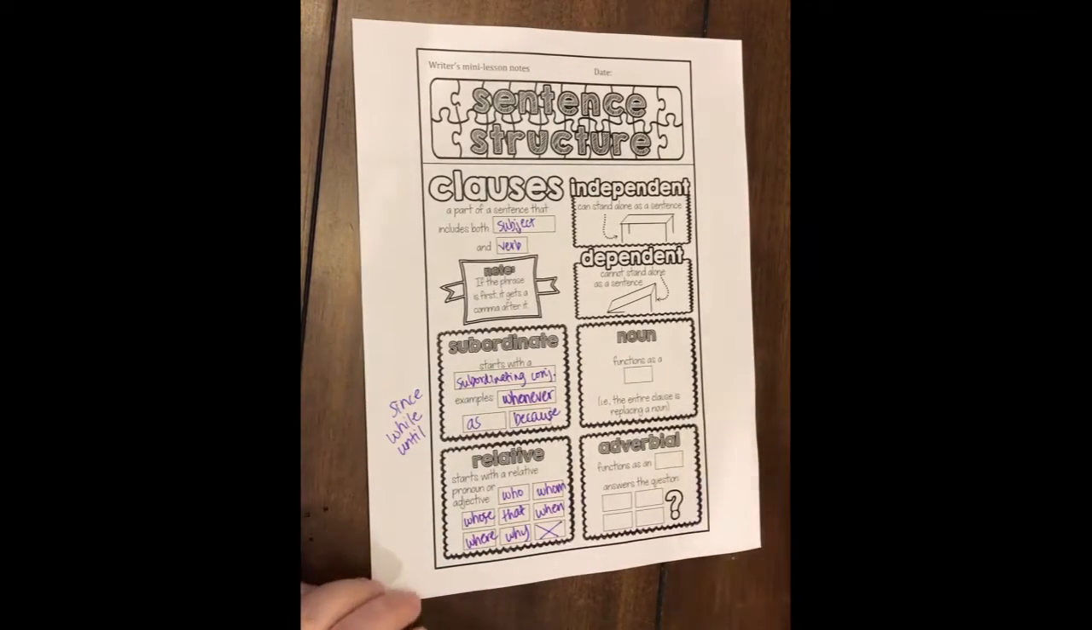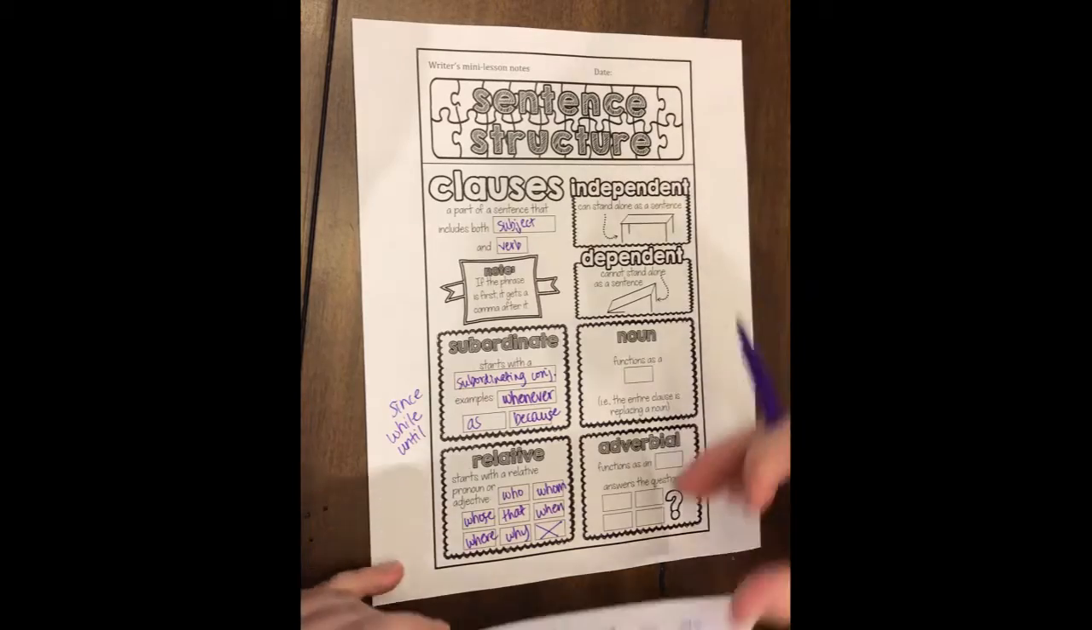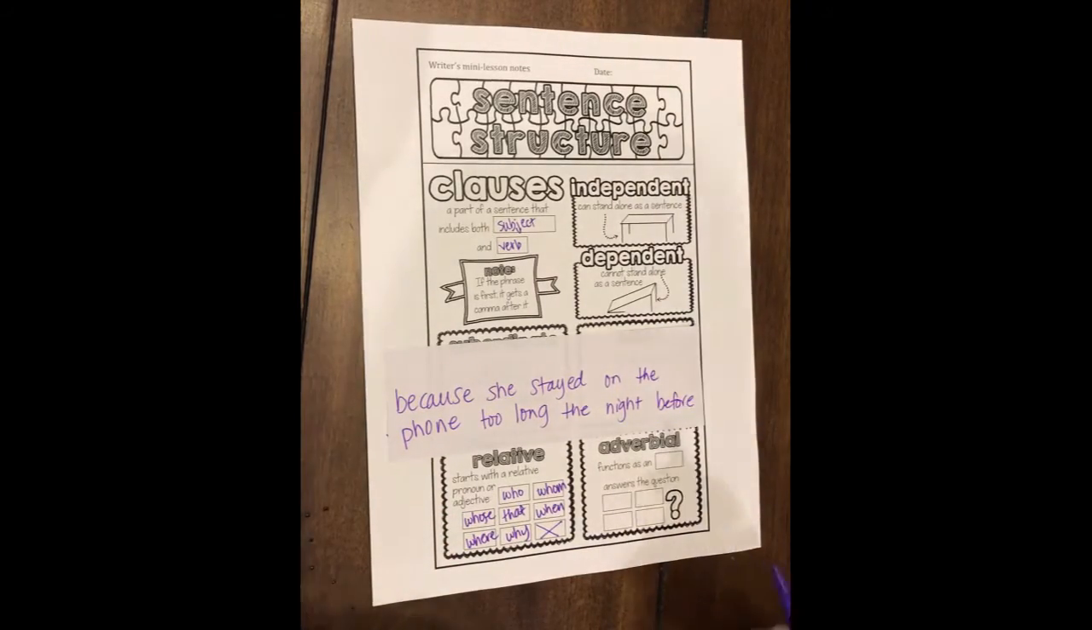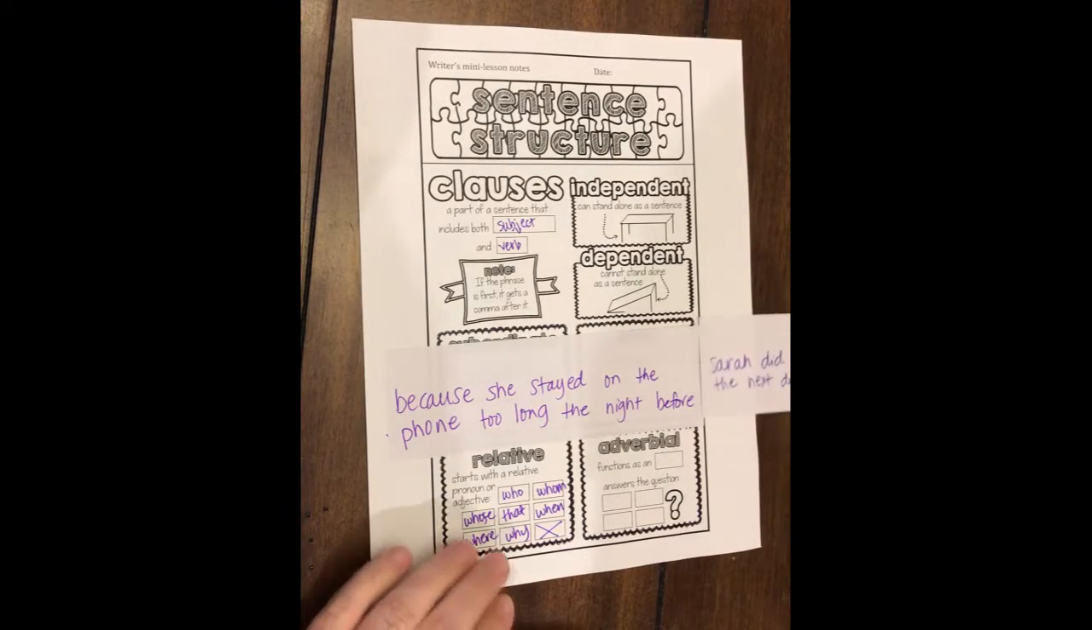I meant to give you some examples of subordinate clauses, and then I skipped that. A subordinate clause is a dependent clause. It cannot stand on its own. An example would be, because she stayed on the phone too long the night before. What happened because she stayed on the phone too long the night before? Sarah did poorly on her test the next day.